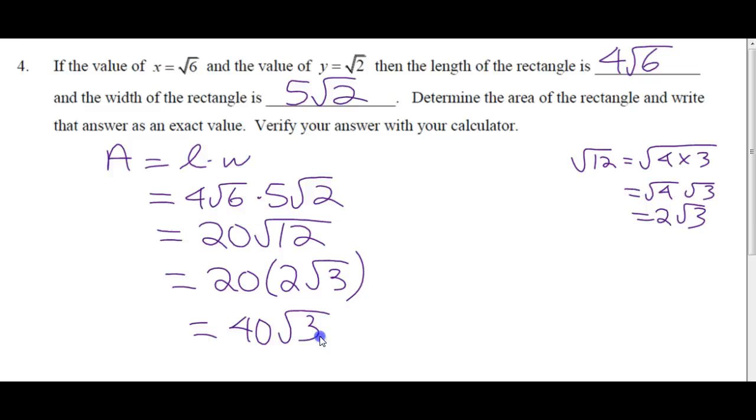If it's an 8, so, could have gone further, right? 8 is 2 root 2. If there's a 12 under there, if there's anything that's divisible by 4, 9, 16, 25, 36, and so on. Okay, questions?